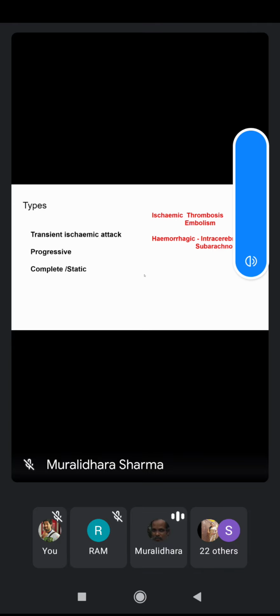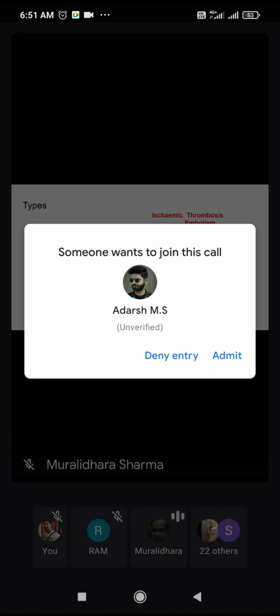Ischemic strokes are those where there would be hypoxia or reduced oxygen supply to an area of the brain, and it could occur due to either thrombosis or embolism. Thrombosis is a clot developing gradually in the vessels, and the vessels get blocked. Embolism is a thrombus which has occurred somewhere else and then has floated into the vessel and blocked it. Based upon that, the clinical course or the onset of the symptoms will be different.